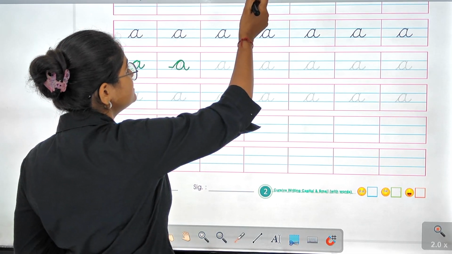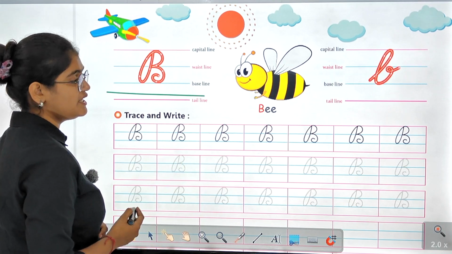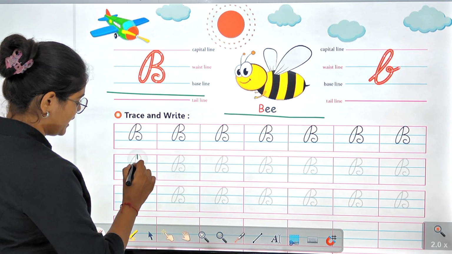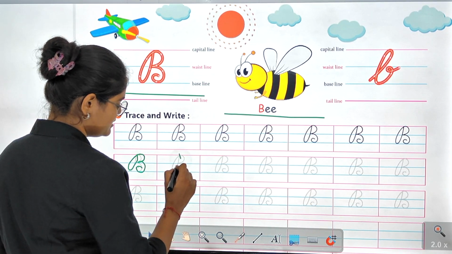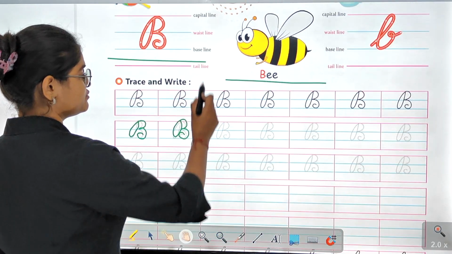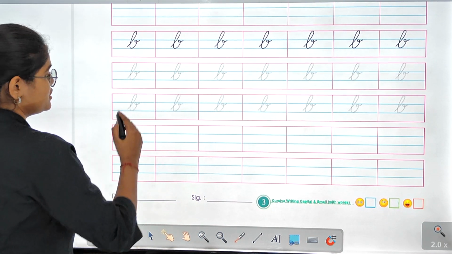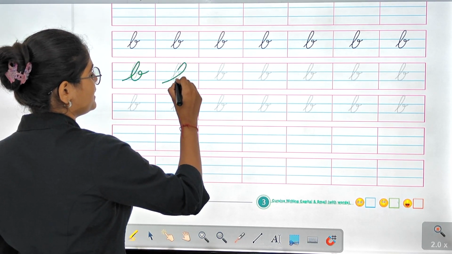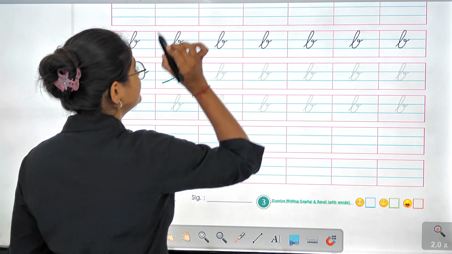Now let's move ahead. So the next alphabet is B, and B stands for ball. As given in the dotted structure, simply we have to trace them, and this is how we make B for ball. Now let's move to the small b, small cursive letter. As given in the dotted structure, we have to make a b. Moving ahead to the next letter.